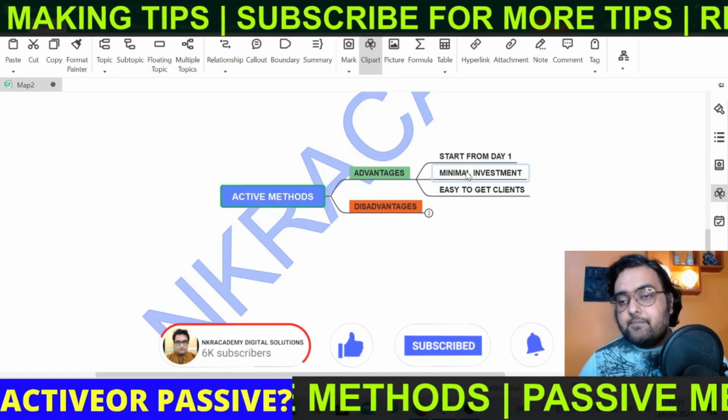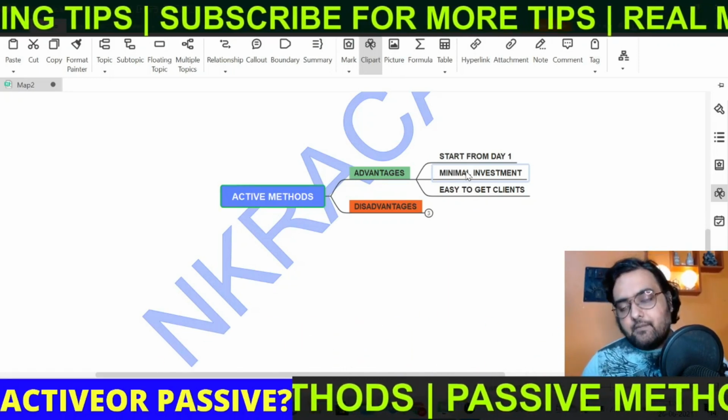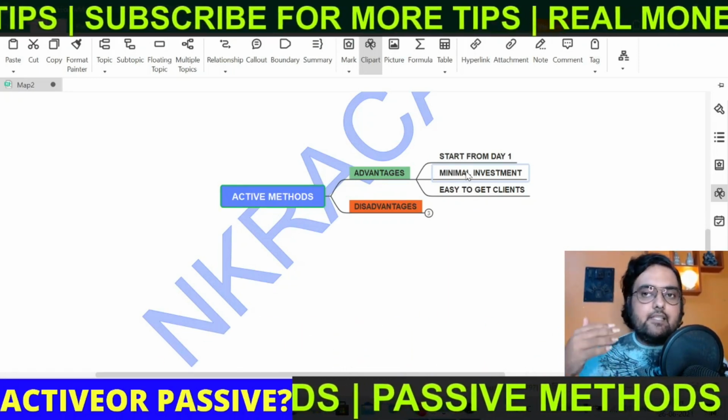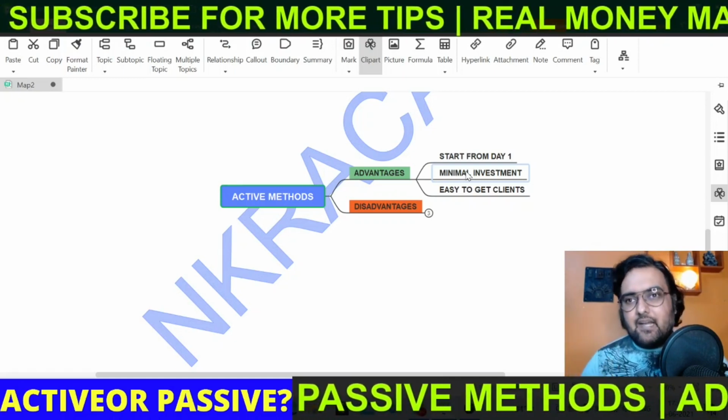The second is that there is minimal investment. Most of the active income strategies that I have discussed require zero to very little investment upfront.